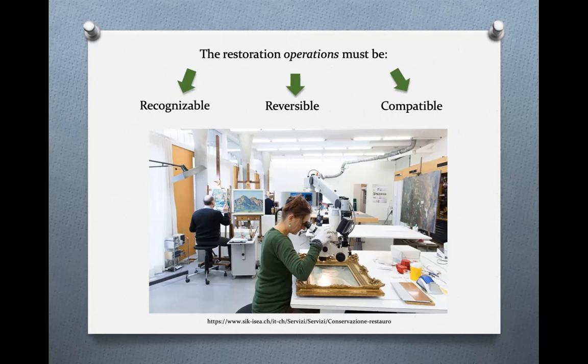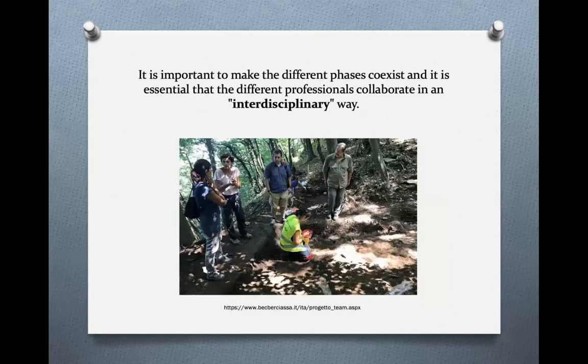The restorers have to use materials that in the future we can remove, because maybe in the future we can have better materials. So everything that I use on an artwork has to be reversible and compatible. I have to use materials that can fit with the artwork, that don't damage the artwork.